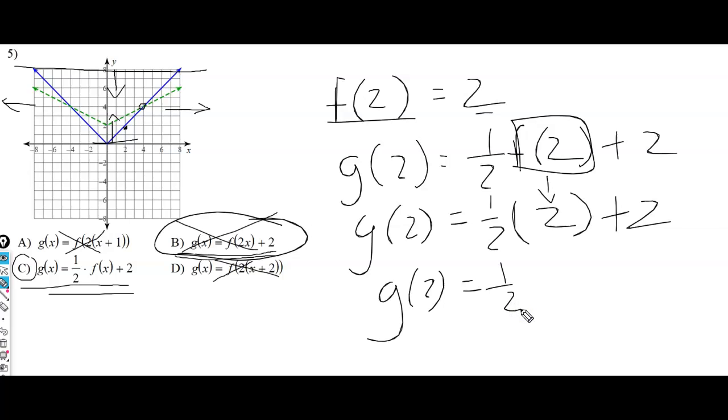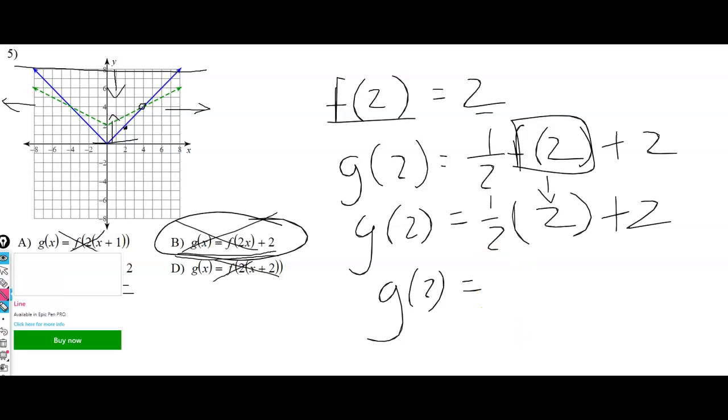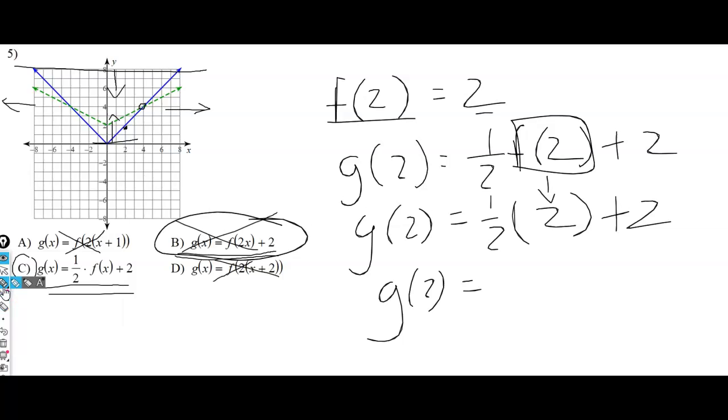Half of 2 is 1. Let me erase that. So if I take this 1/2 times 2, I end up with 1. And so g of 2 should come out to equal 3.